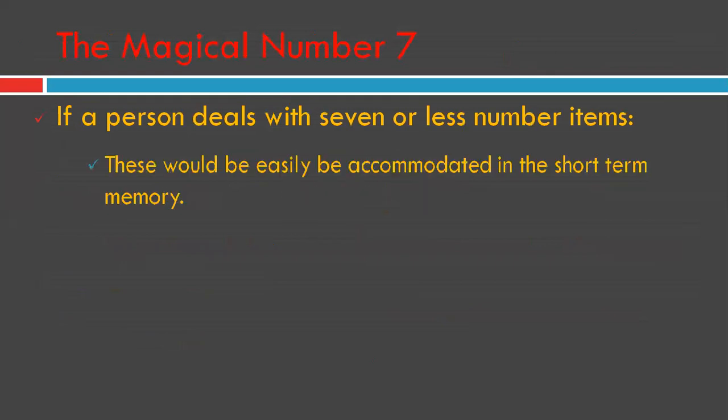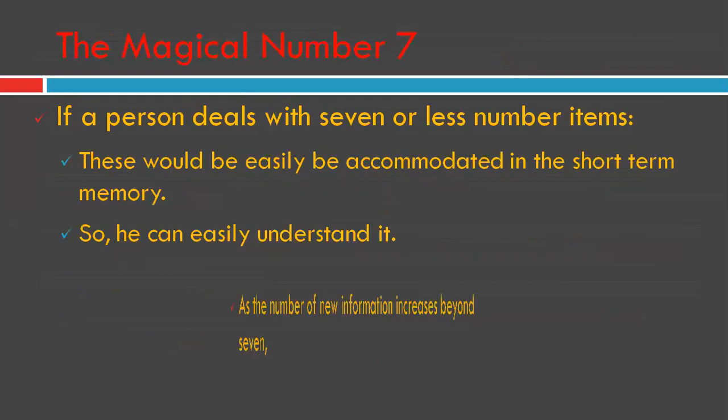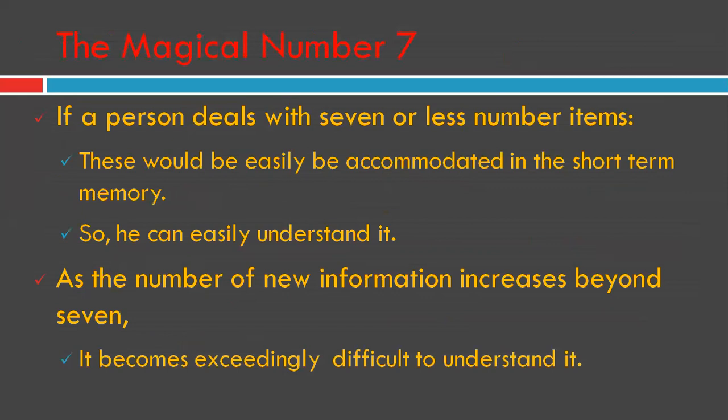Now let us see what is the magic number 7. The magic number 7 means if a person deals with 7 or fewer items, these can easily be accommodated in the short-term memory, so he can easily understand it. As the number of new pieces of information increases beyond 7, it becomes exceedingly difficult to understand. So that is the reason we call 7 a magic number.